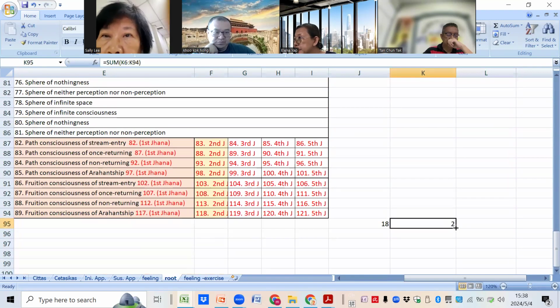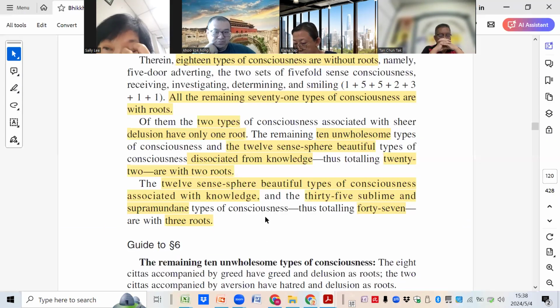So this is the number, we get it right. We're trying to find out the total. 22. Are we getting the correct answer? Yes. You see or not?